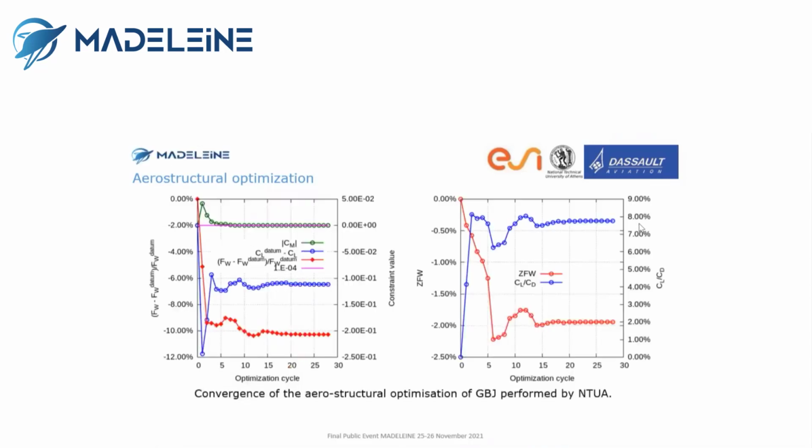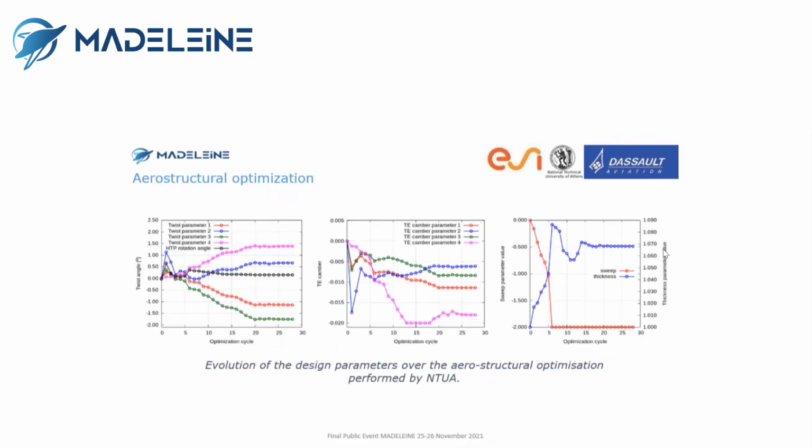Results are the following. All these optimizations have been done using the optimizer SLSQP. So the optimization works very well, also for this aerostructural point, and we have here the convergence of all the variables. You can notice that the sweep angle is on the lower bound.